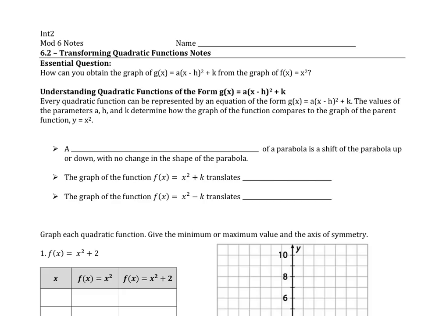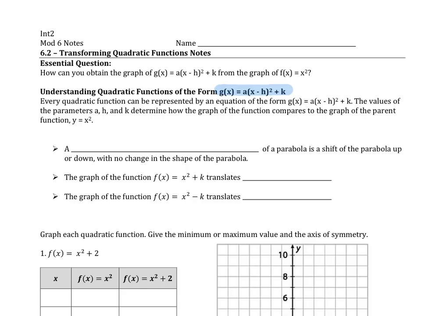And so this form here is what we call vertex form. And you'll see why here shortly, why we call it vertex form. Now, every quadratic function can be represented by an equation of the form g of x equals a(x minus h) squared plus k. The values of the parameters a, h, and k determine how the graph of the function compares to the graph of the parent function y equals x squared.